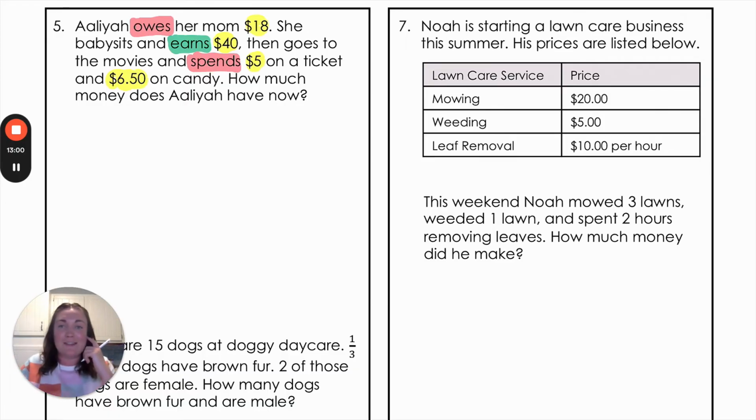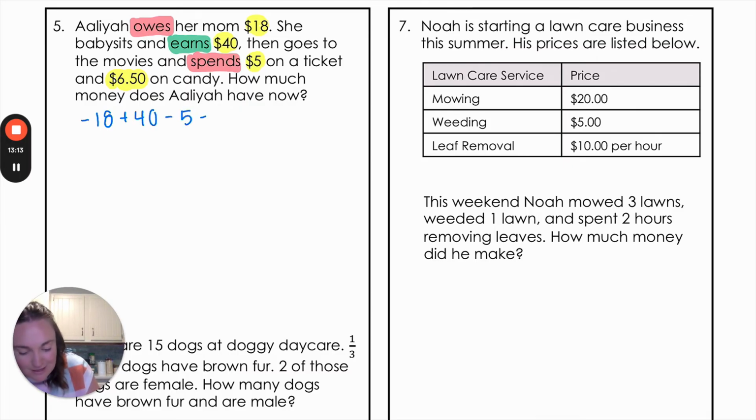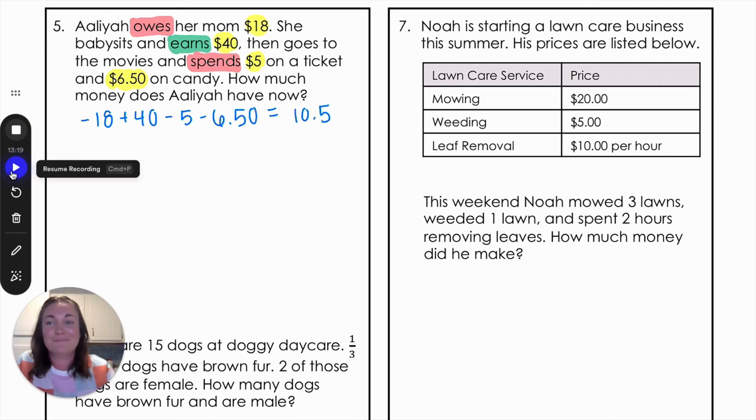So let's go ahead and start from step 1 and kind of go from there. So again, if you owe someone money, we're going to think of that as negative, so negative 18. But then you earned $40, plus 40. We're spending $5 on that movie ticket and spending another $6.50 on candy. So we can pause here and plug that all in. So once I plug that into the calculator, I get 10.5.